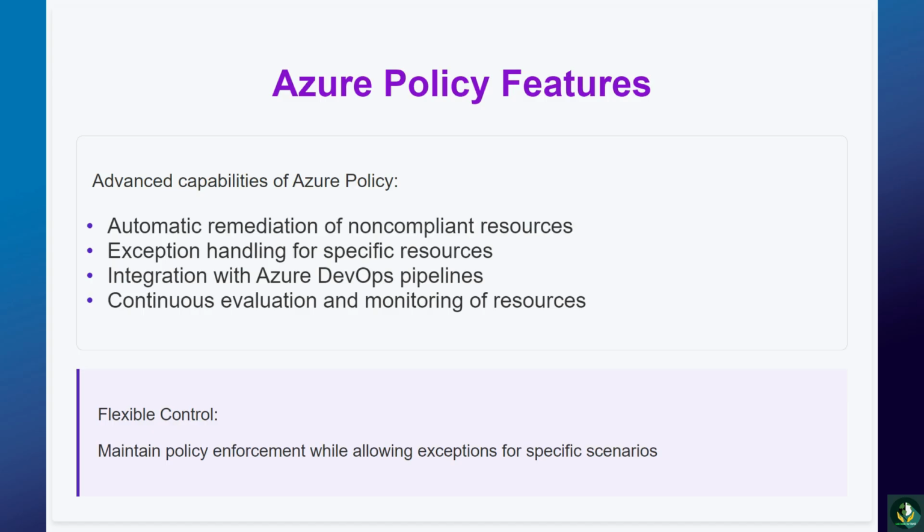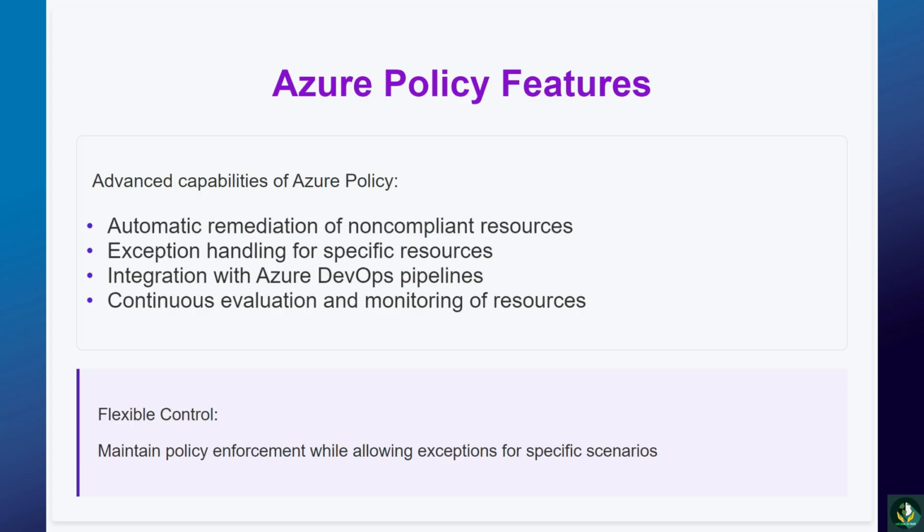One of the standout features of Azure Policy is its ability to automatically remediate non-compliant resources. In many cases, when a resource is found to be out of compliance with a policy, Azure Policy can automatically correct the issue. For example, if a policy requires all resources in a certain resource group to be tagged with an app name tag, Azure Policy can automatically apply this tag to any resources that are missing it. This automatic remediation capability significantly reduces the manual effort required to maintain compliance across your Azure environment.